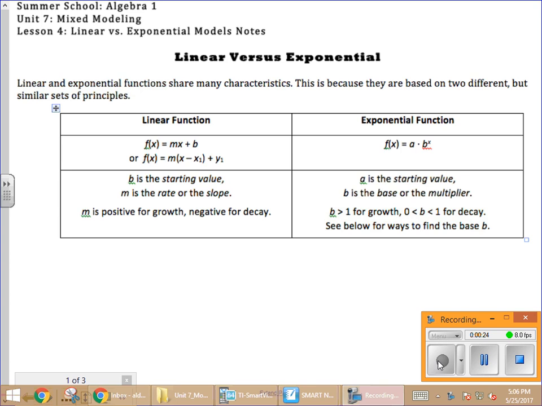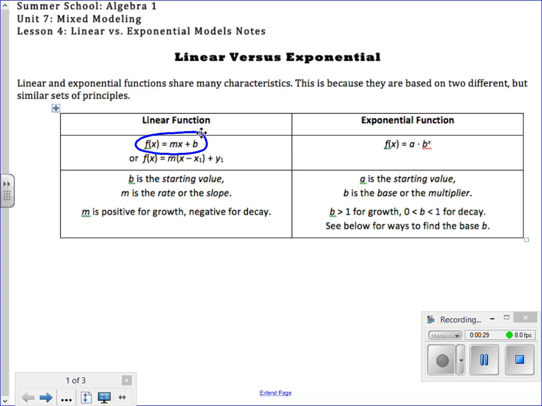We have a chart here. Linear functions, it says, is generally in this f of x equals mx plus b. That's y equals mx plus b form, slope-intercept form, where b is the starting amount and m is the slope. Exponential models are in this f of x equals a times b to the x, which we generally write with parentheses. A is the starting value here, and b is the amount you multiply by every time. It reminds you that when b is bigger than 1, we're growing, and when b is less than 1, we're decaying.